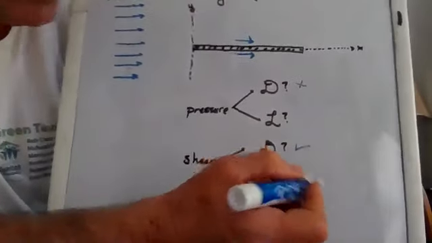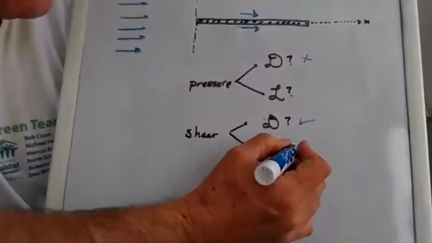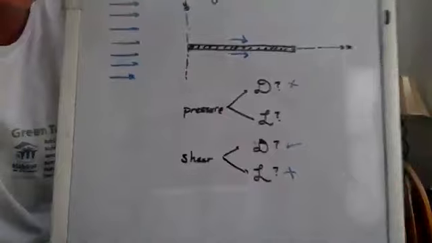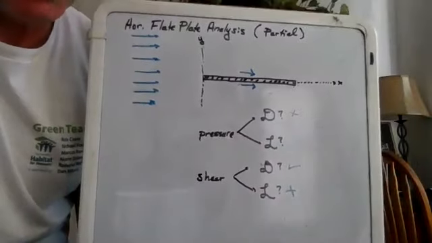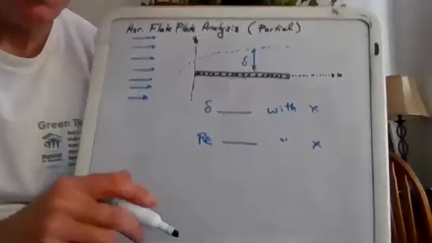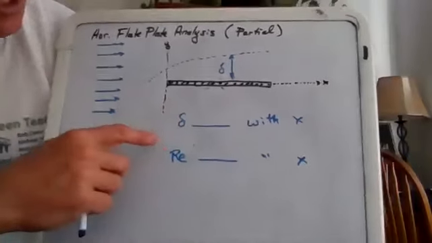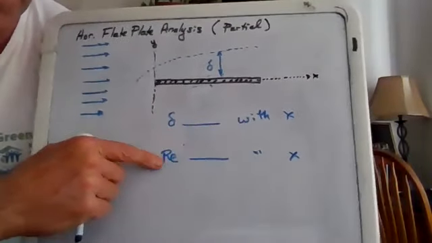We want to work that out. Is the shear going to create lift? All of it is parallel to the axis, so no, it's not going to create lift. And that's our first sort of background idea on the plate. All right, the second set of conceptual ideas are about the boundary layer thickness and the Reynolds number.